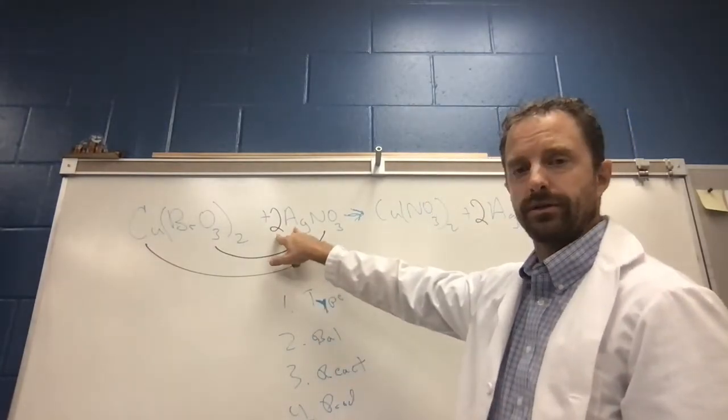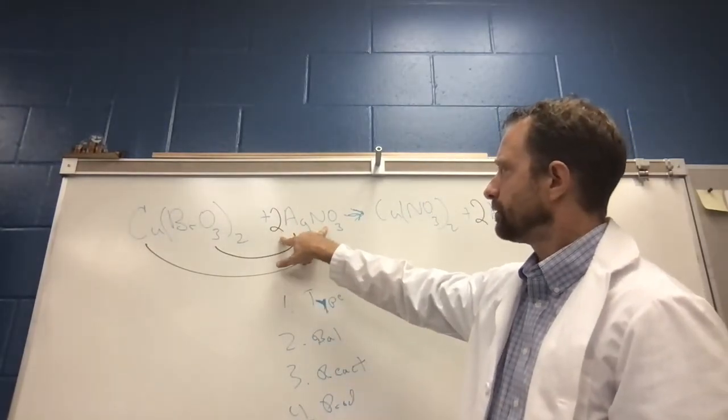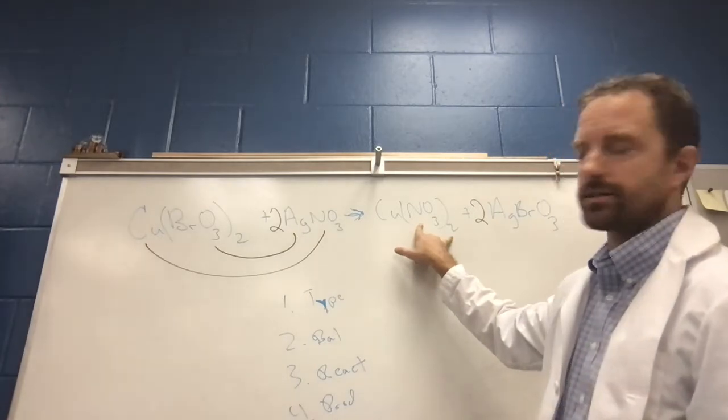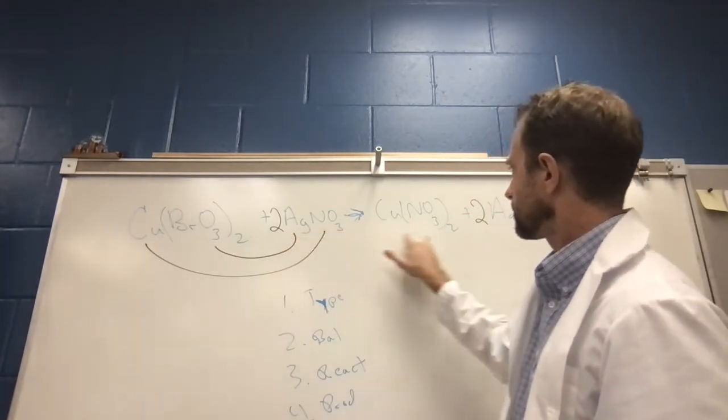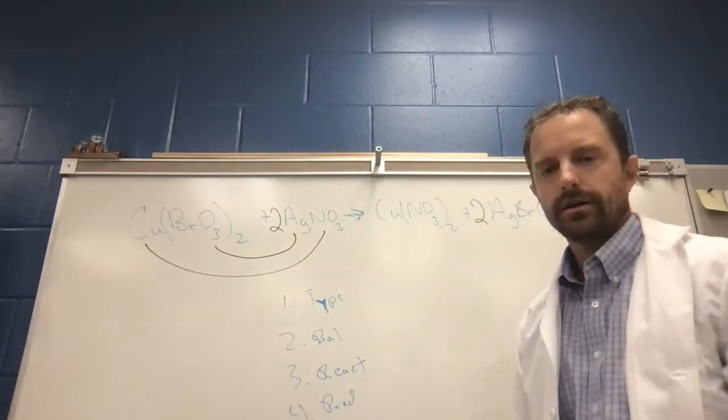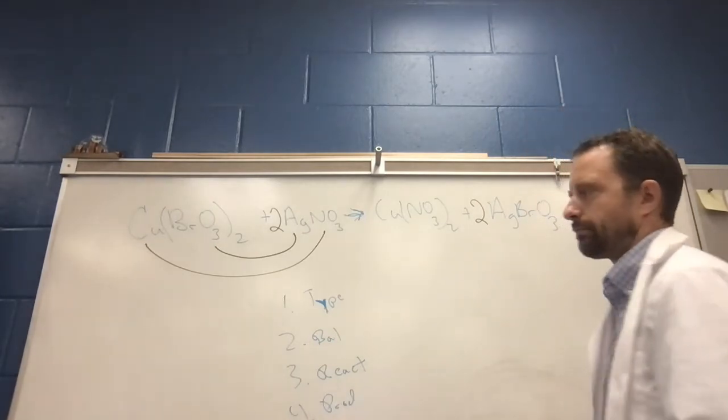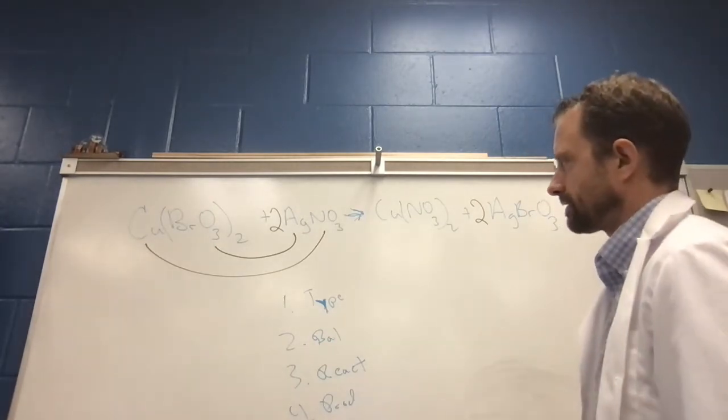The coefficient of 2 here, so 2 silvers, that gives me 2 nitrates. Hey, look at that, 2 nitrates, or 2 nitrogens, 6 oxygens, 2 nitrogens, 6 oxygens, right? You don't have to do it that way. You can break them down by individual atom, but I think that simplifies it a little bit.